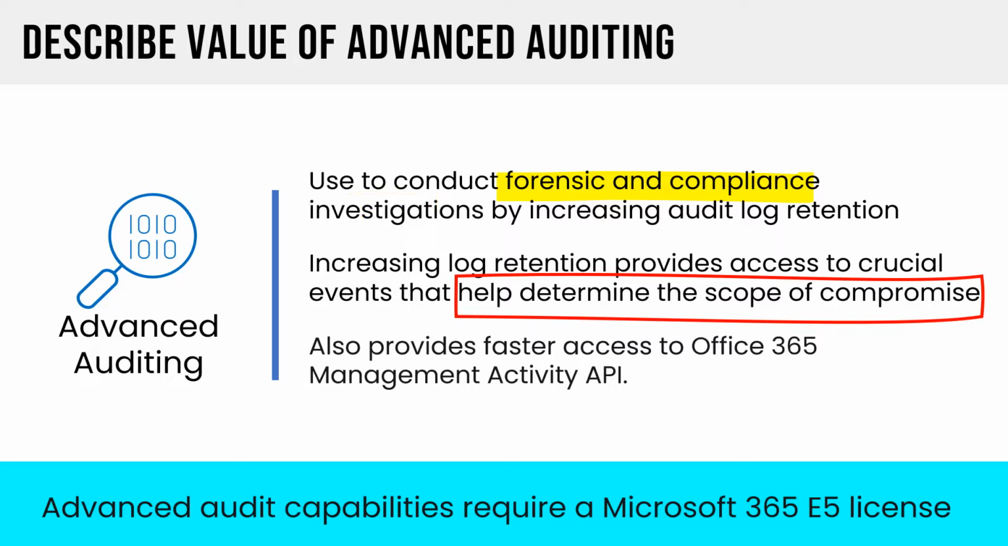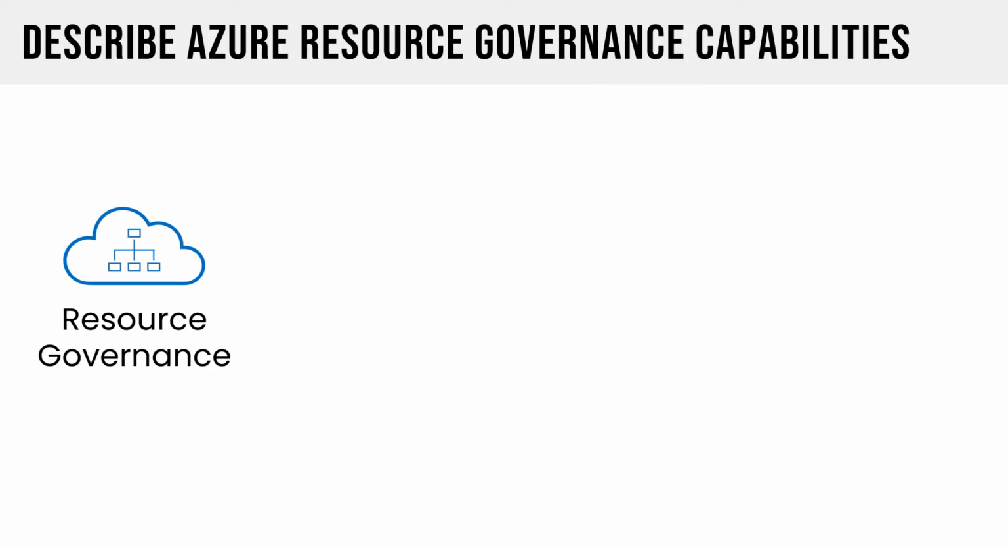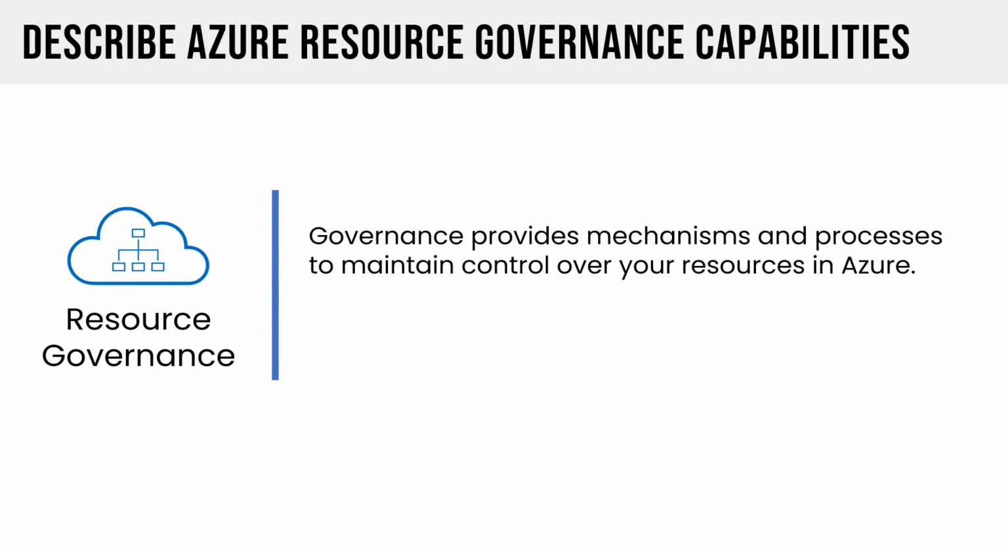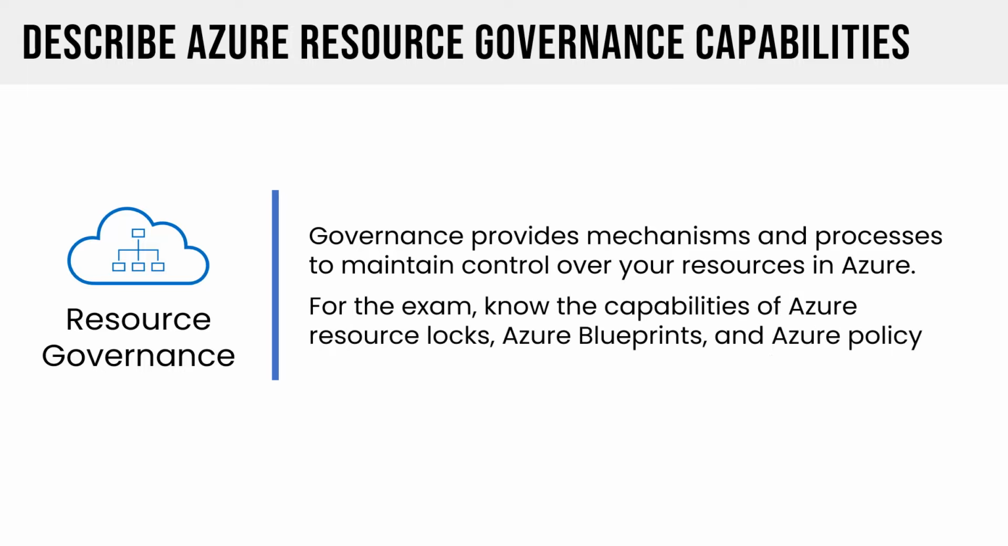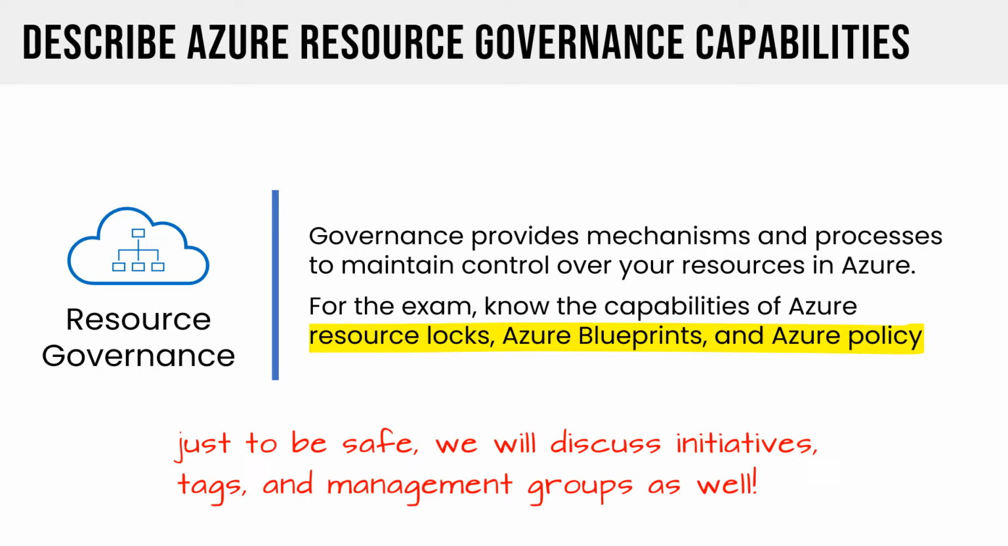And that does it for Microsoft 365 compliance topics. We're going to get to that last subheading now in Domain 4, which is describe Azure resource governance capabilities. Resource governance provides mechanisms and processes to maintain control over our resources in Azure. So for the exam, you want to know the capabilities of Azure Resource Locks, Blueprints, and Azure Policy. Those are called out in the skills measured. I'm also going to talk to you, just to be safe, about initiatives, tags, and management groups.